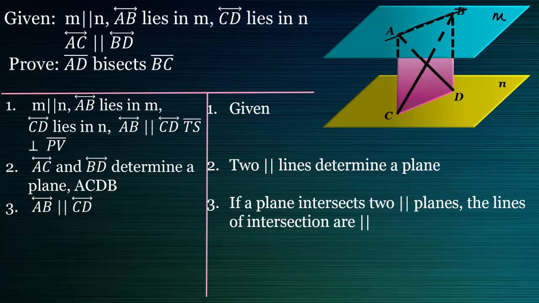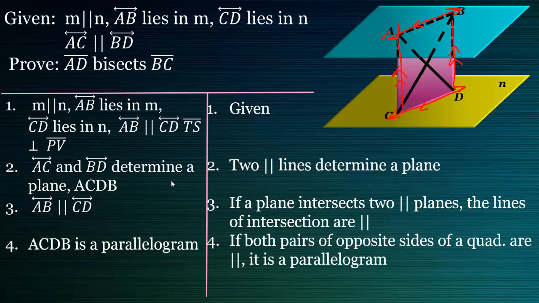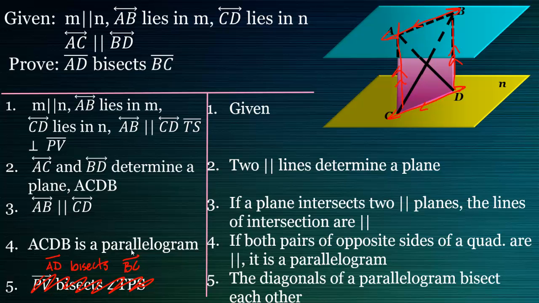So that means that these lines here, let me choose a different color. That's awful. How about red? So this line is parallel to this line, and we were already given that these lines were parallel to each other. So that tells us that ACDB is a parallelogram, because if both pairs of opposite sides of a quadrilateral are parallel, it is a parallelogram. And then finally, we can say that segment AD bisects segment BC, because the diagonals of a parallelogram bisect each other.